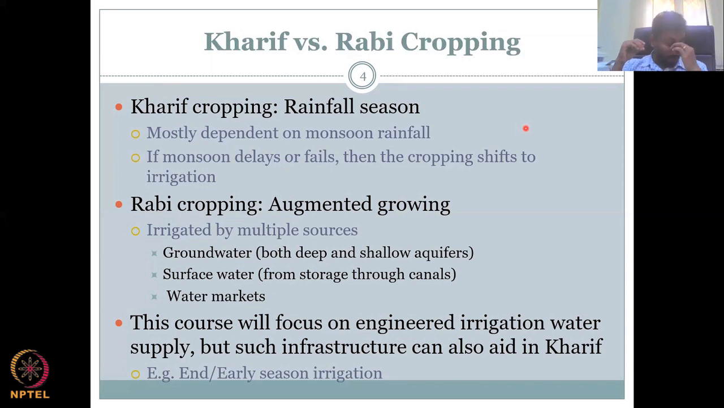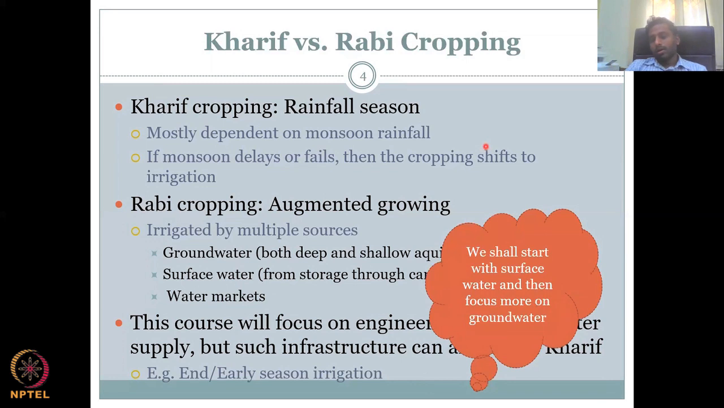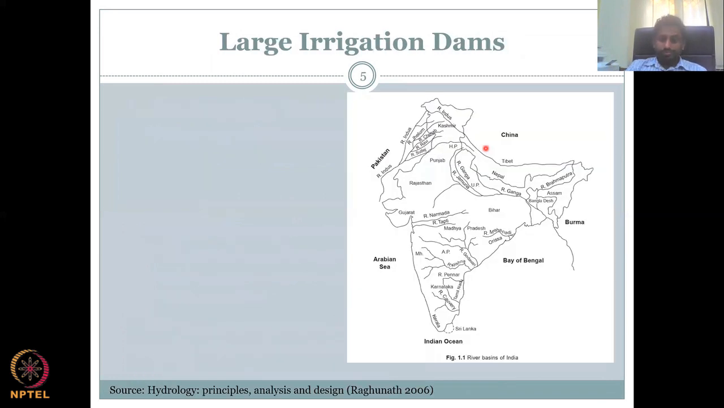Whereas in a Rabi season, you will have no monsoon. So you will eventually have to use water from these irrigation structures. We shall start with surface water and then focus more on groundwater. In this lecture, let's look at the surface water storage infrastructures. And the first key one is the large dams in India.